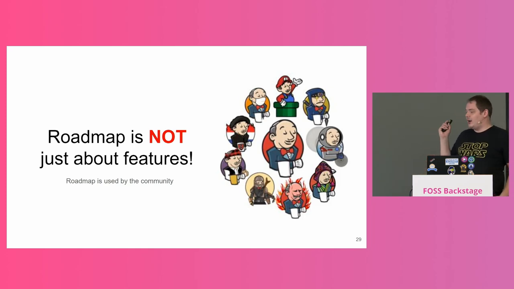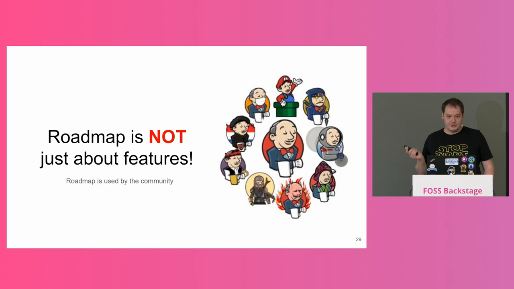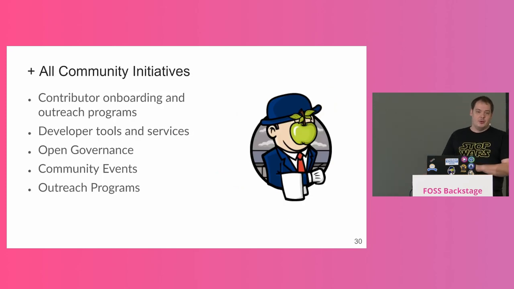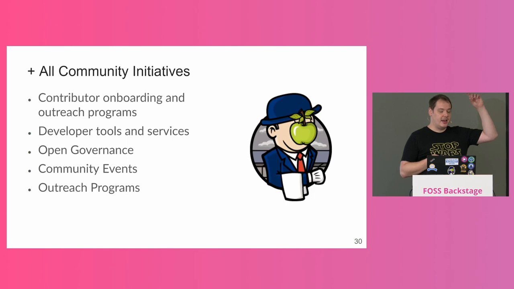And again, one of our key assumptions was that the roadmap wasn't just about features. So what we had on the roadmap, one of the most important things was contributor onboarding and outreach programs, showing everything we do there and inviting people to help us build the contributor onboarding pipeline. Also, we had developer tools, services targeting developer experience. We had a lot of open governance things, community events, outreach programs, and everything was on this roadmap. Everywhere we were looking for contributors, everywhere we invested in providing detailed guidelines on how you can join. So basically, every entry on the roadmap had a how-to-participate entry with detailed guidelines, sometimes with newcomer-first issues.